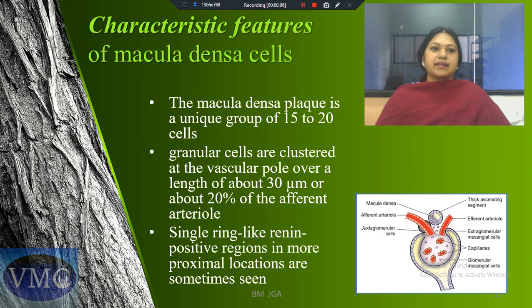So what are the characteristics of the macula densa cells? They are a dense plaque in a unique group of 15 to 20 cells. Granular cells are clustered at the vascular pole over the length of 30 micrometers, or about 20% of the efferent arteriole. They form single ring-like renin positive regions in more proximal locations, and this is also sometimes seen.